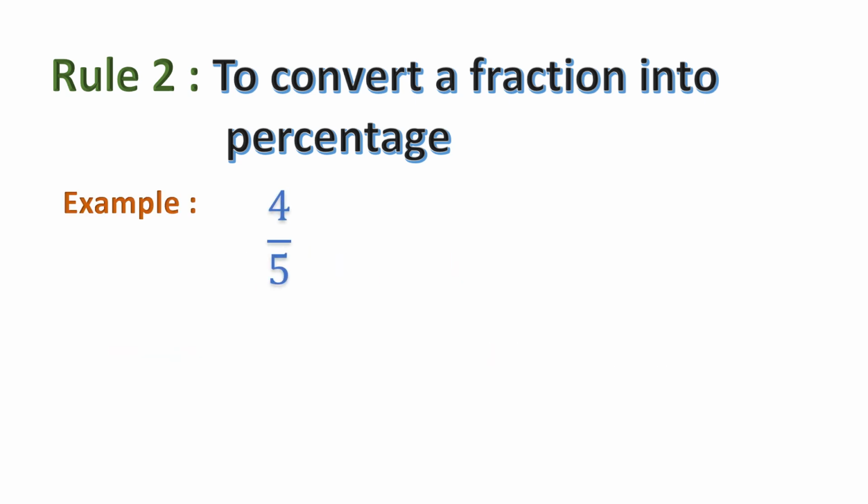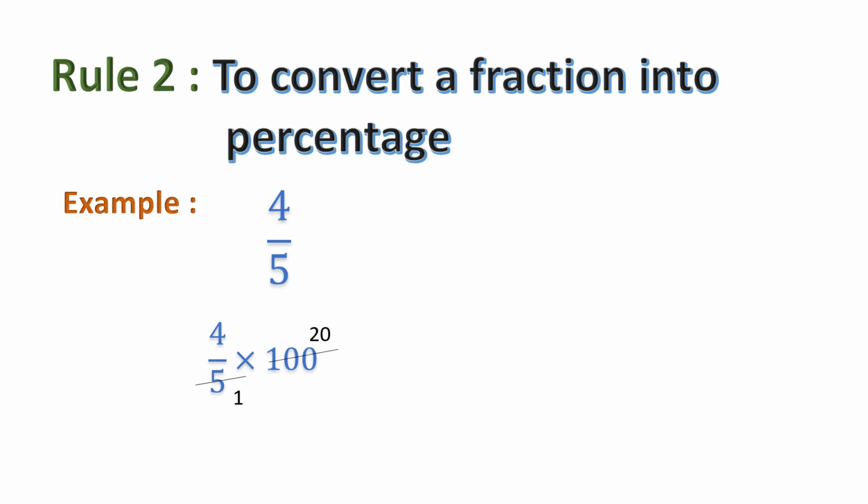Example, 4 by 5. This is a fraction. So what was our first step? Multiply the fraction by 100. So we multiply 4 by 5 with 100. Okay, so this is a fraction multiplication. Let's cancel 5 with 100. 5 times 1 is 5. 5 times 20 is 100.